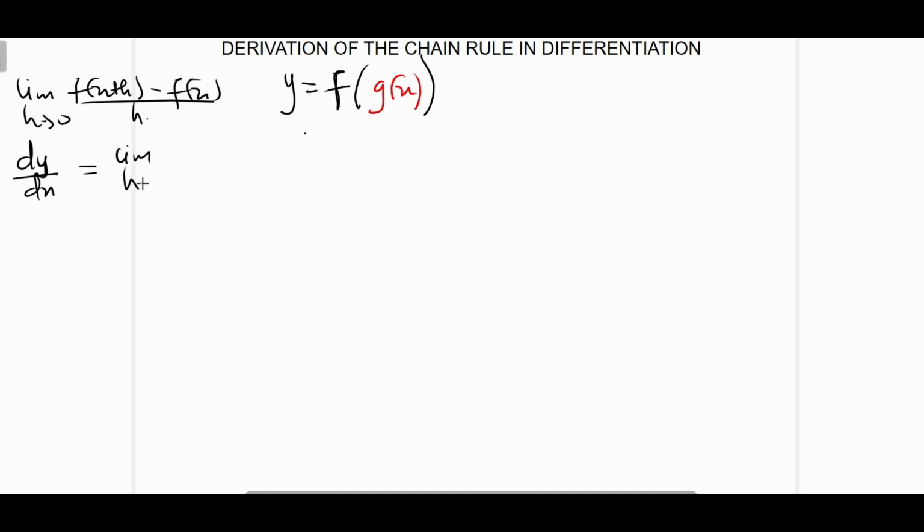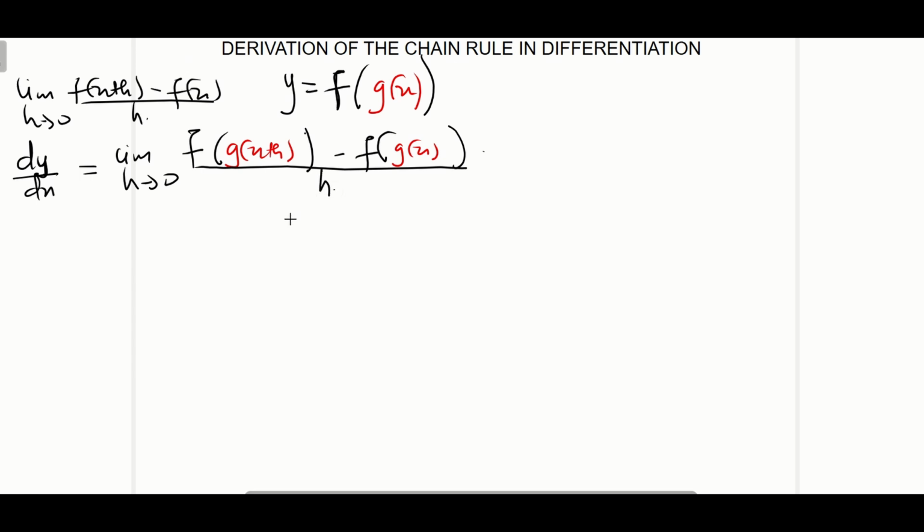My limit as h approaching 0 of a function multiplying my g of x plus h, my g of x plus h. Alright? My g of x plus h minus my f of the function g at x, the function g at x, all over h.